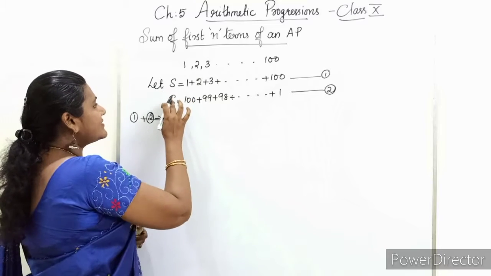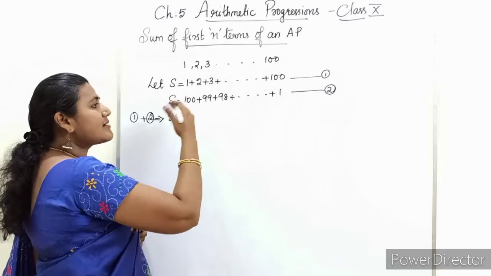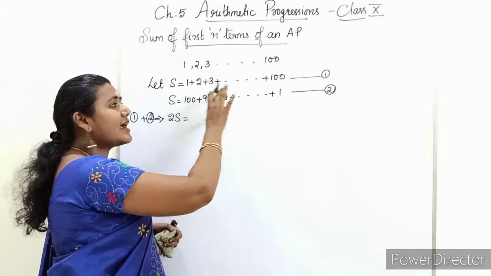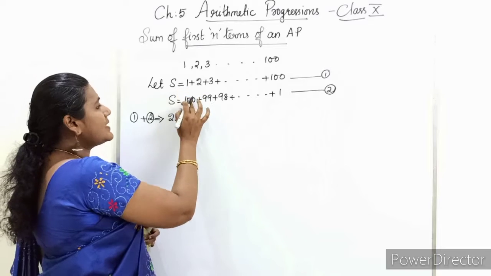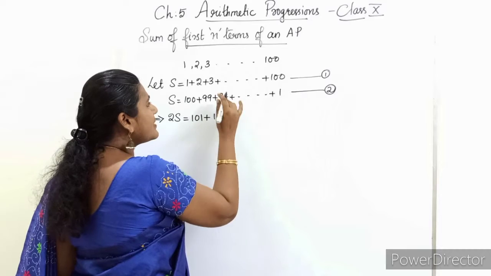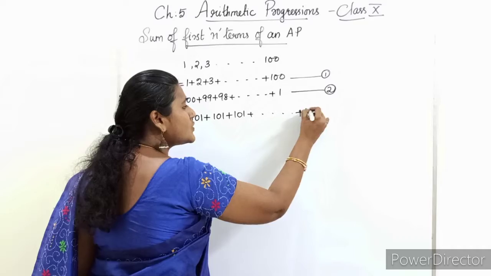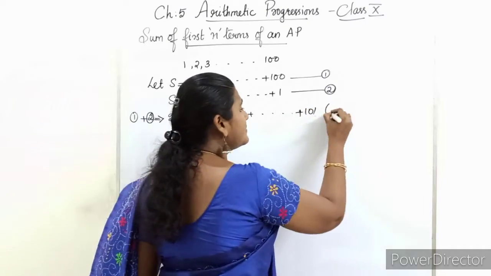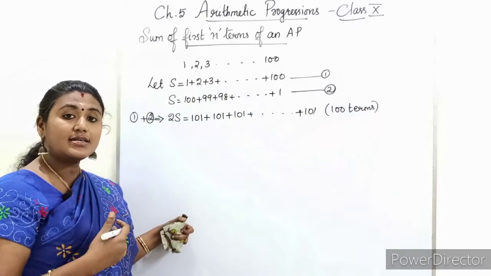So when we add the left side, S plus S, you will get 2S. In the right side, how many terms are there? 100 terms are there. So we will add each term. So 1 plus 100, that is 101, and 2 plus 99 is 101, plus 3 plus 98 is 101, plus etc. The last term is also 101. How many such terms are there? 100 terms. So we are adding 101 100 times.